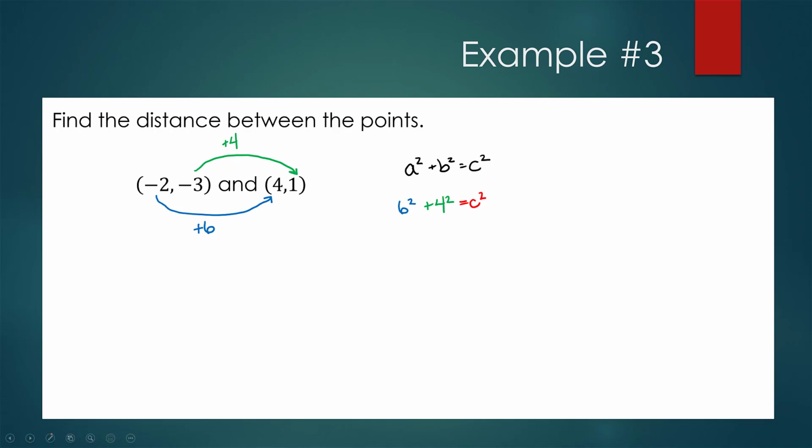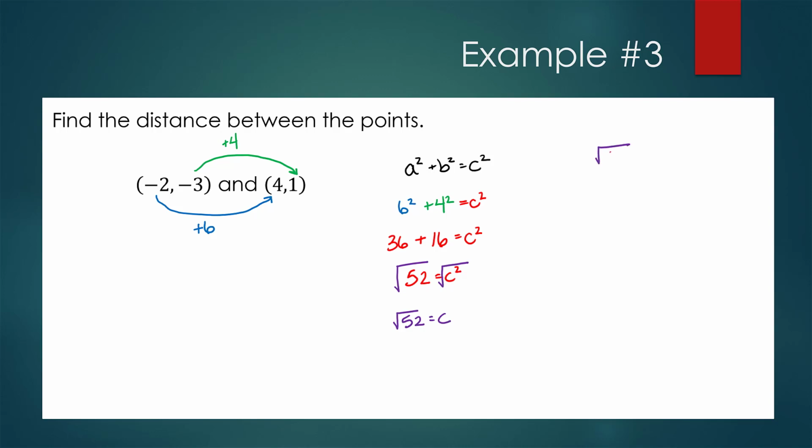6 squared is 36, plus 4 squared is 16 equals c squared. 36 plus 16 is 52 equals c squared. And we know to undo the squared, we need to square root both sides. The square root of 52 equals c. That is your distance, the square root of 52. But we know that we need to reduce this. Everything needs to be in simplest form.